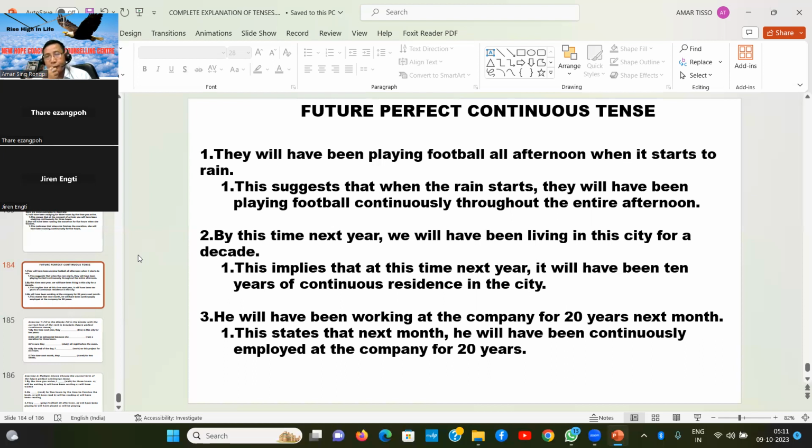Simple present when the rain... So when the rain comes, take all the clothes inside. This is an imperative sentence. When the rain comes, take. Let's say if the rain comes, take all the clothes inside.